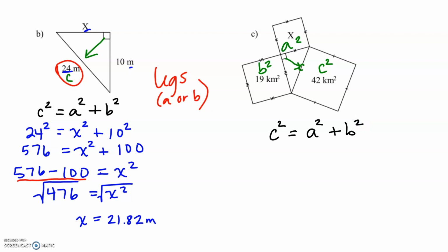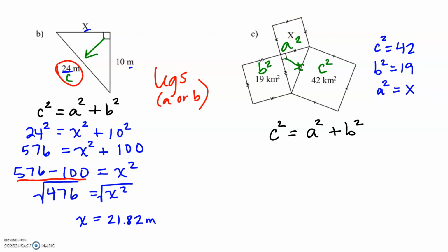For C squared, I have the area of the square. So 42 equals C squared. So C squared equals 42. And I have that B squared equals 19. That's the area of the smaller square. And I have that A squared equals X. So that is the area of the littlest square.